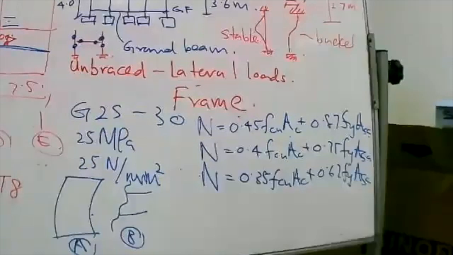The minimum rule is 25, maximum aggregate size plus 5 mm. But I prefer something like 40 mm minimum. For the reason, I can use a 25 mm vibrator and send the vibrator through the bars. Between the bars, I can send a vibrator.